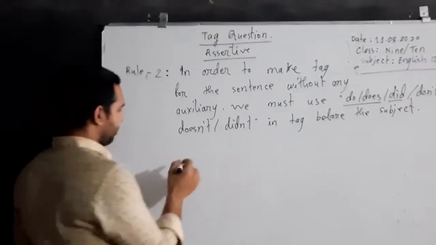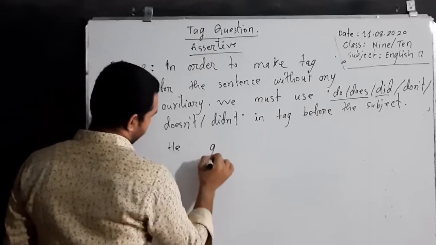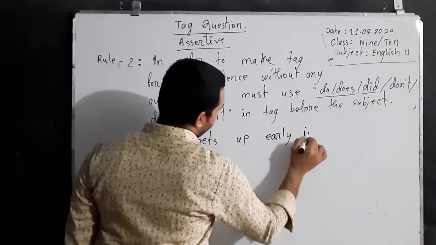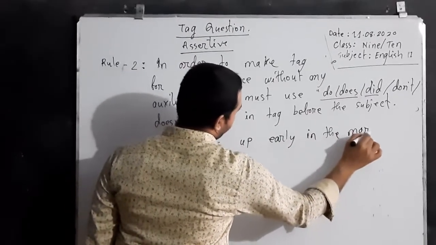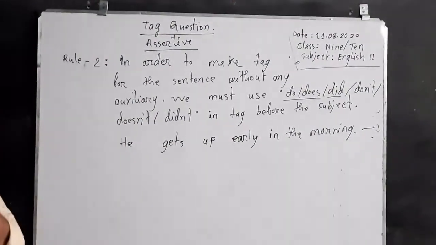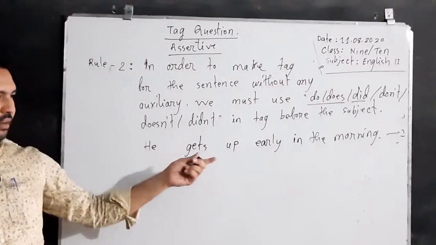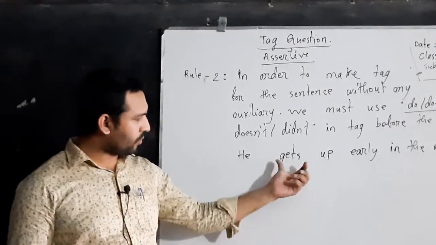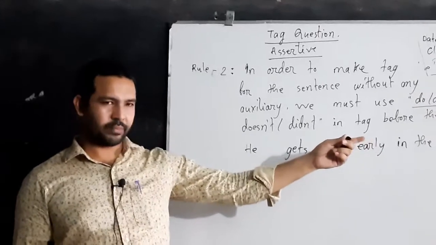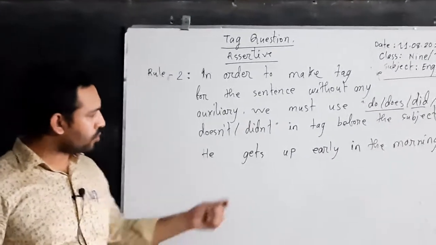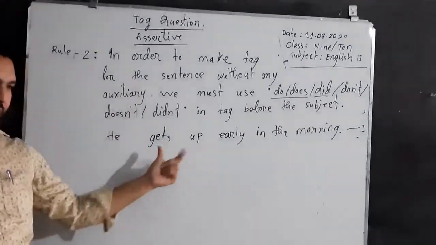Let's see the example. He gets up early in the morning. We have to make a tag for this sentence. Is there any auxiliary verb in this sentence? No. There is no auxiliary verb. If there were any auxiliary verb, we could make the tag very easily. But there is no auxiliary verb here. So what should we do? We should use these 6 auxiliary verbs because there is no auxiliary verb here.